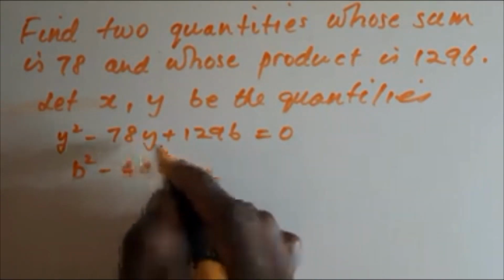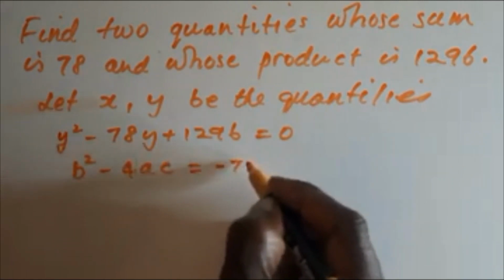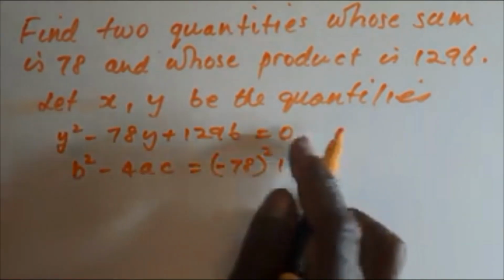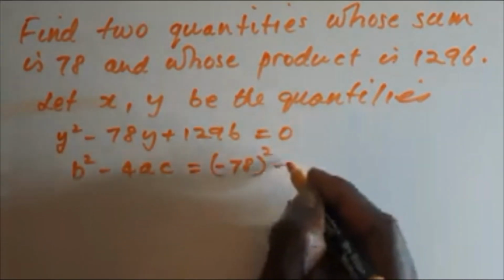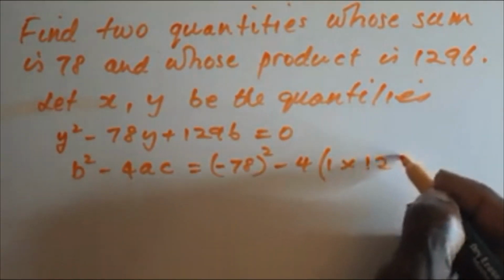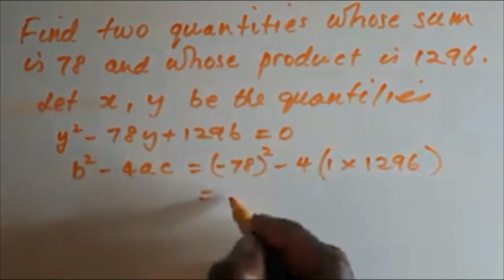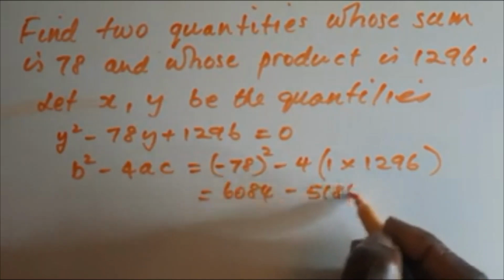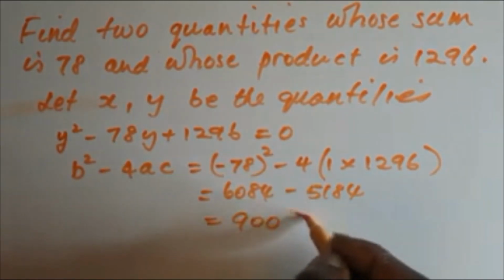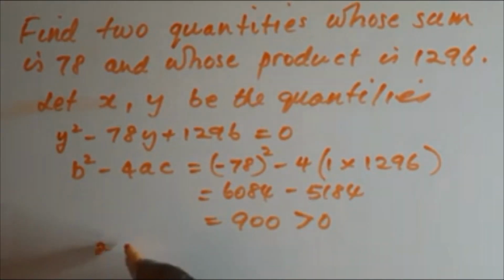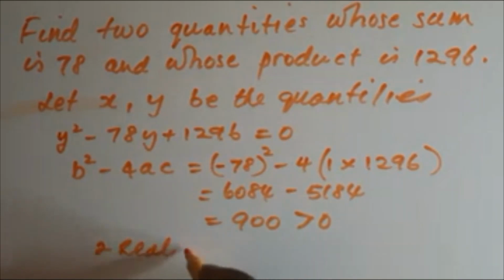So b squared, that's minus 78 squared, minus 4 times a, which is 1, and c is 1296. This gives us 6084 minus 5184, which gives us 900, which is greater than 0. This indicates that we have two real roots and that they are distinct.